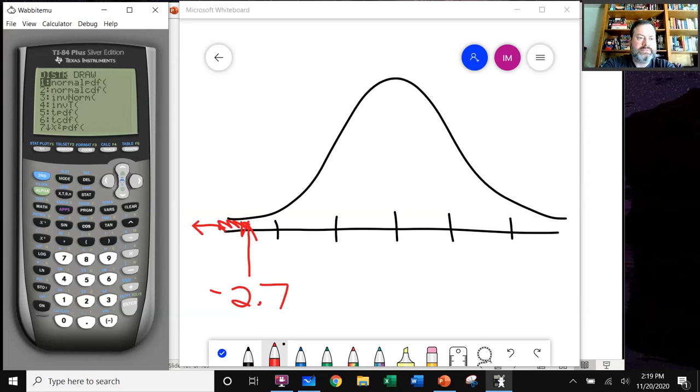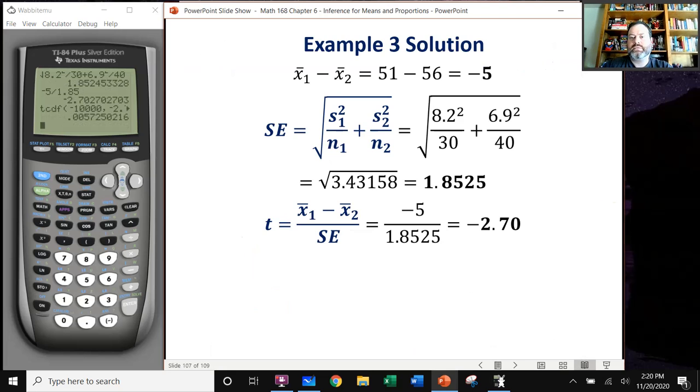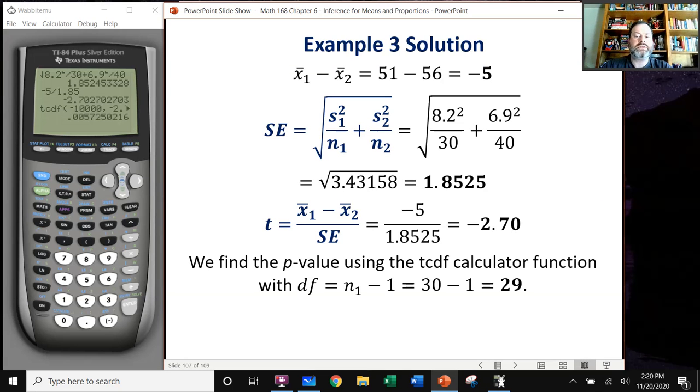So this is going to be a TCDF. This is a two-tailed distribution, but I have to do the correct tail first and then double it. So negative whatever big number you choose. Negative 2.7. Degrees of freedom. Do you remember what the smaller sample size was? And then subtract 1. Right, so our degrees of freedom was 29.